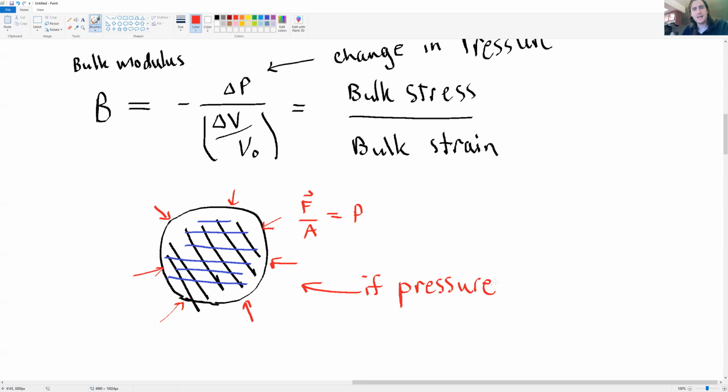what's going to happen to the size of that ball of fluid? If pressure is increased, what's going to happen to the size there? Well, all the forces are pushing it inward, right? So it's going to get compressed. Its volume is going to decrease. So if the pressure is increased, the volume will decrease.